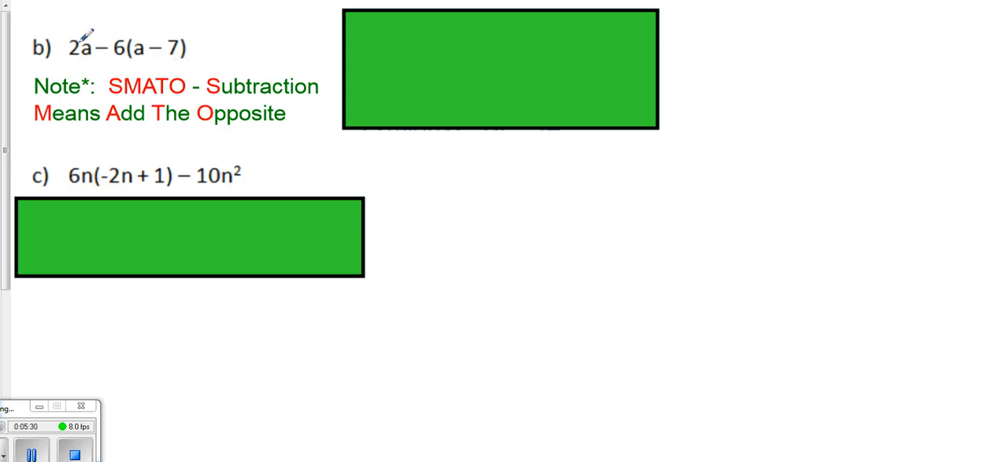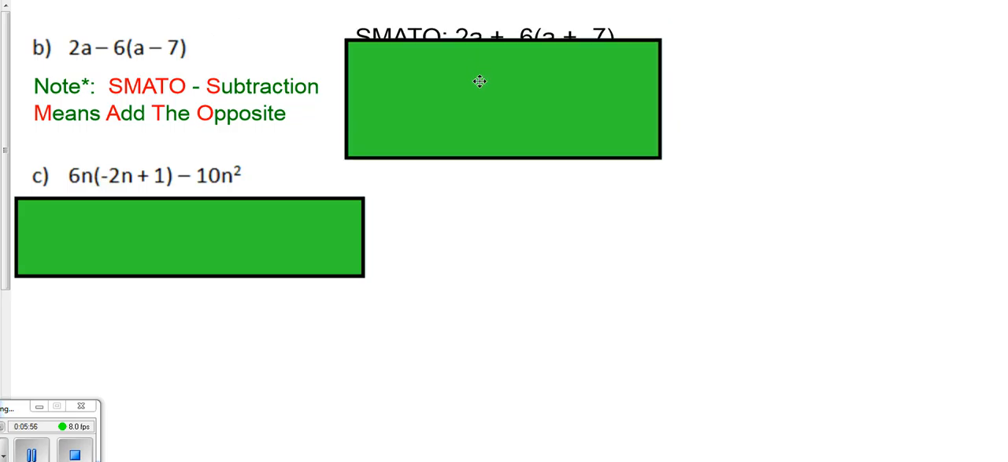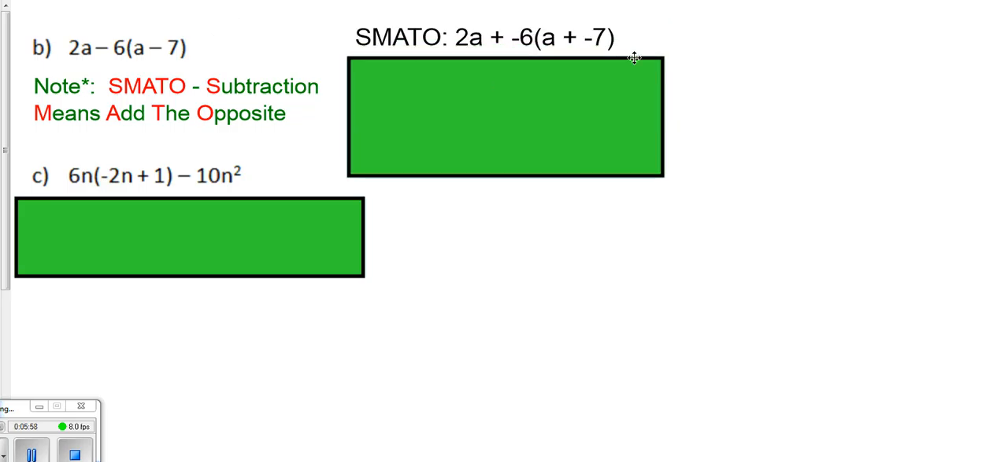Example B, we have 2a minus 6, and this minus 6 is being multiplied by a minus 7. Now, one thing I want you to recall, we've talked about this before, SMATO means subtraction means add the opposite. Anytime you see a subtraction sign or a minus sign, you can change it to adding and then just call it a negative of whatever you were looking at. So in this one, if our first step is to SMATO everything, this minus turns into a plus negative 6.